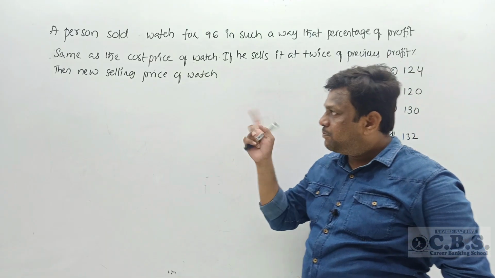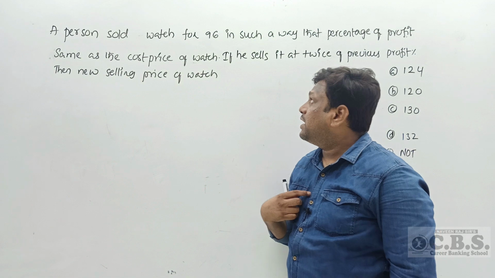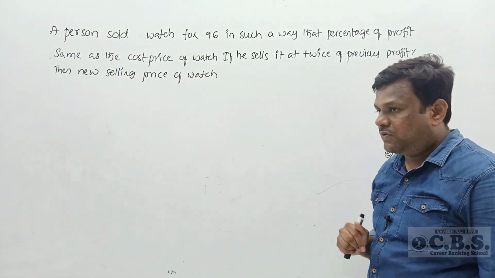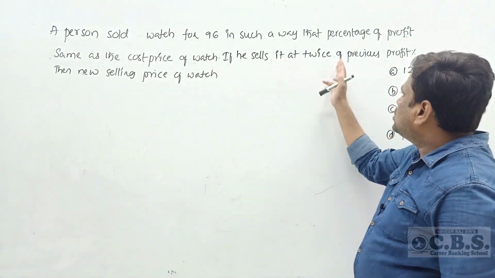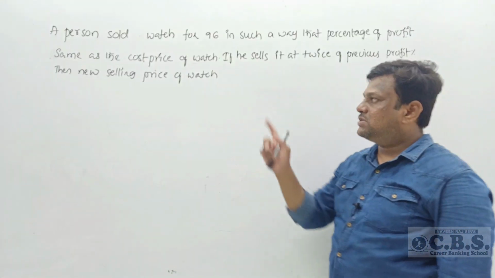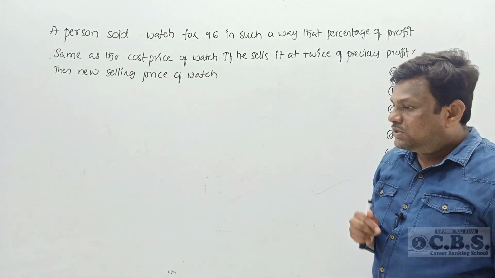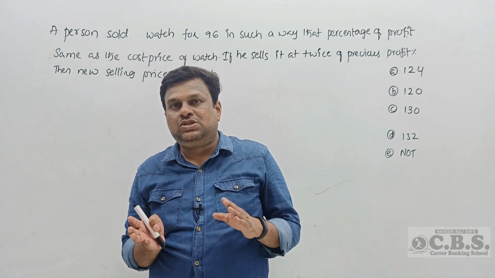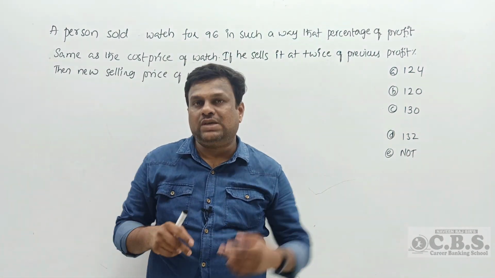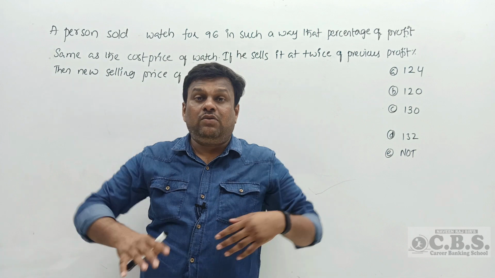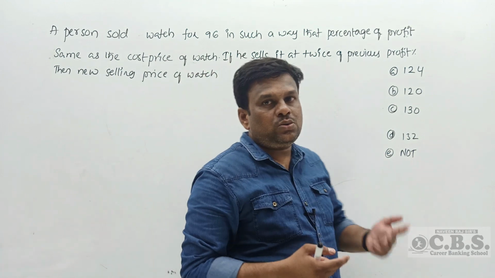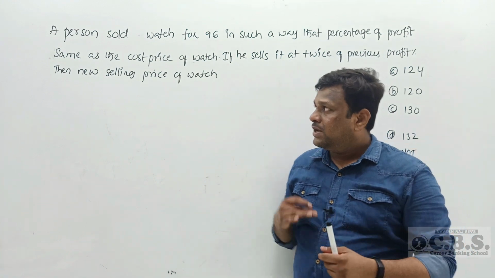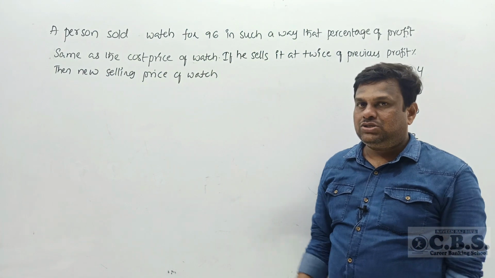Next question of the previous model. A person sold a watch for 96 rupees in such a way that the percentage of profit is the same as the cost price of the watch. If he sells it at twice the previous profit percentage, then find the new selling price of the watch. So the same question, but here the change is that the previous profit percentage is doubled, then we go and find the new selling price of the article. It means, if you follow the traditional method, you need to put more steps on paper and you take more time to answer this question. Okay, so back to the factorization technique.